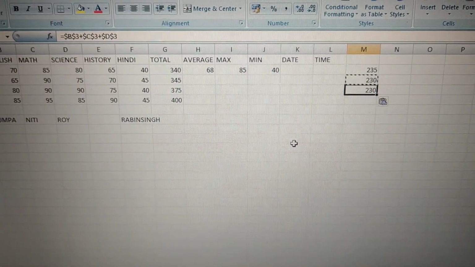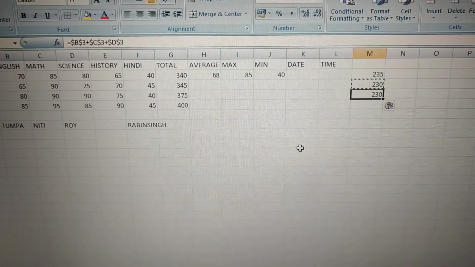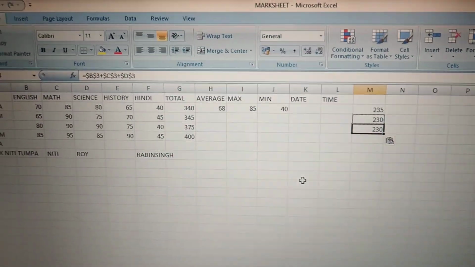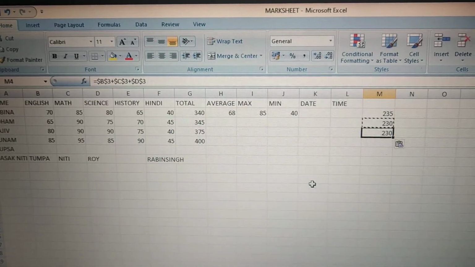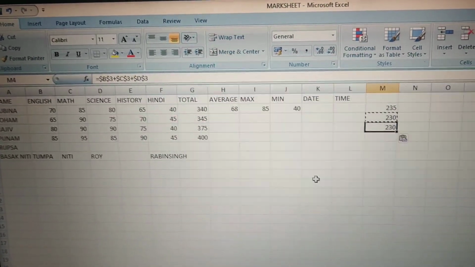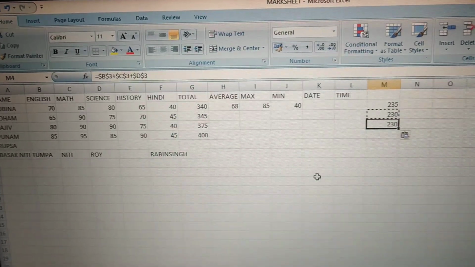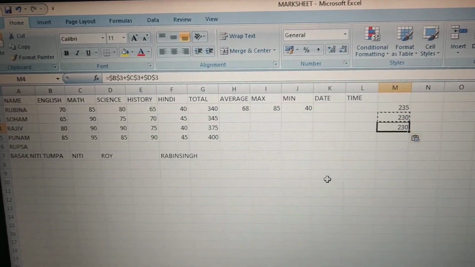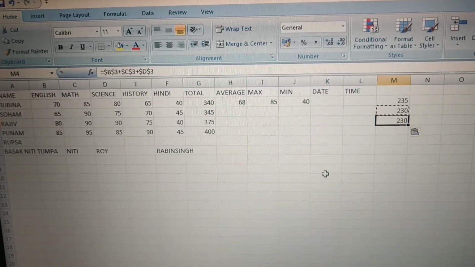So, understood the difference between relative and absolute cell reference. Relative cell reference will change according to the row, but absolute cell reference will remain constant. So this is the basic difference between relative cell reference and absolute cell reference.